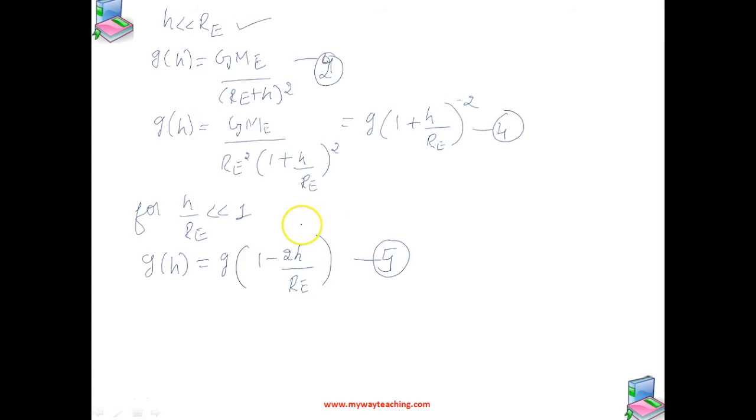So now let us see acceleration due to gravity below the surface of the earth. What will be the equation for that particular case?